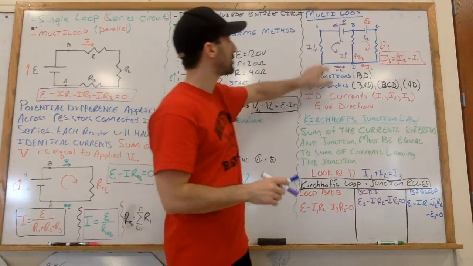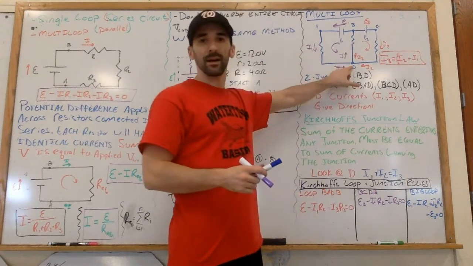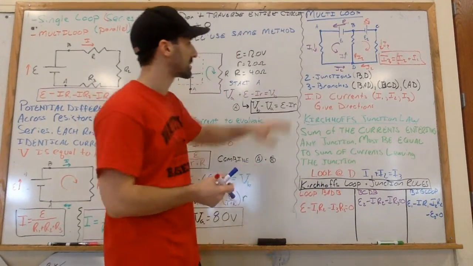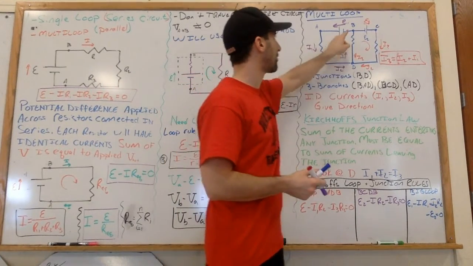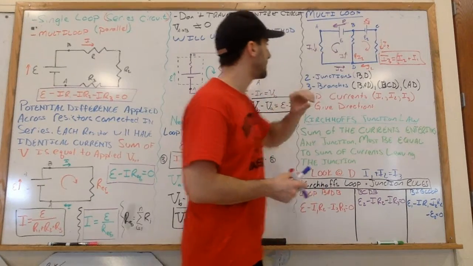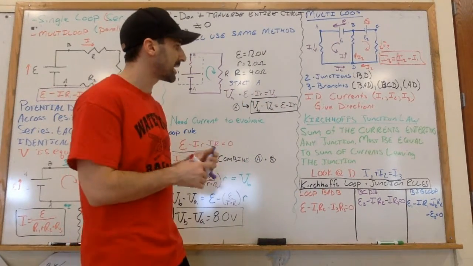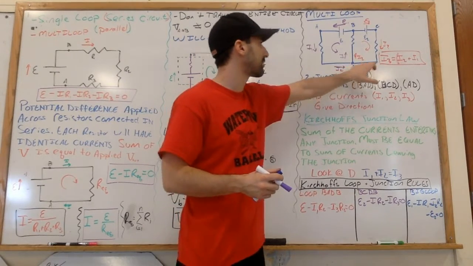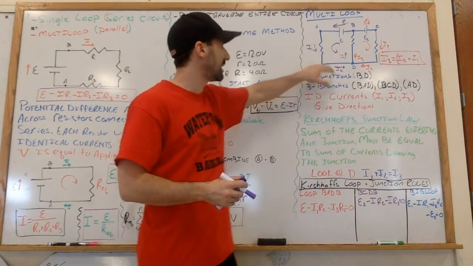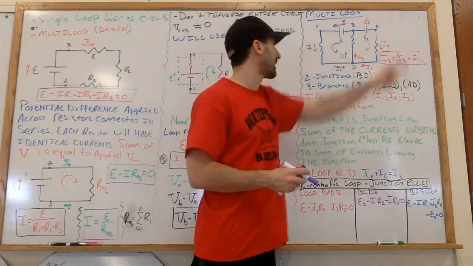So the junctions I keep talking about are where my circuit connects from two different points. There are three branches. I have branch BAD, I have branch BCD, and then I have branch BD. And the current rule tells me that the sum of the currents entering any branch, so the current entering branch DB, has to be equal to the current leaving branch DB.